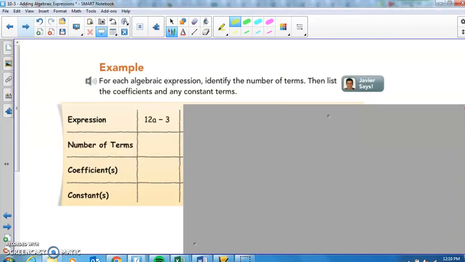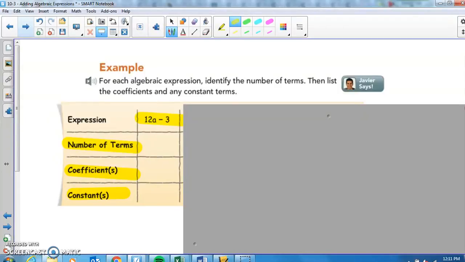You're going to have about 4 more things going across the top than what you have here. So the first one is 12a minus 3. Yes, I do want you to have everything down in this table. I'm going to do this first one for you before I let you move on to the next one.